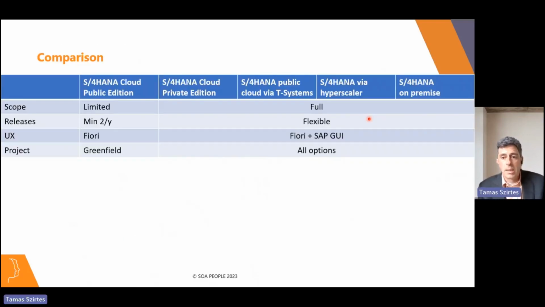Now, in terms of projects, as I mentioned already, the public cloud edition can only be implemented as greenfield. That's it. So you need to have all the workshops to discuss with the business about what you want to use. Here we talk about fit-to-standard workshops, in the language of Activate. And in the other options, so in private cloud, T-Systems, hyperscalers, and on-prem, you have all options, meaning greenfield, brownfield. Some people talk about bluefield, which is kind of in between, mix and match, whatever, all these different techniques.